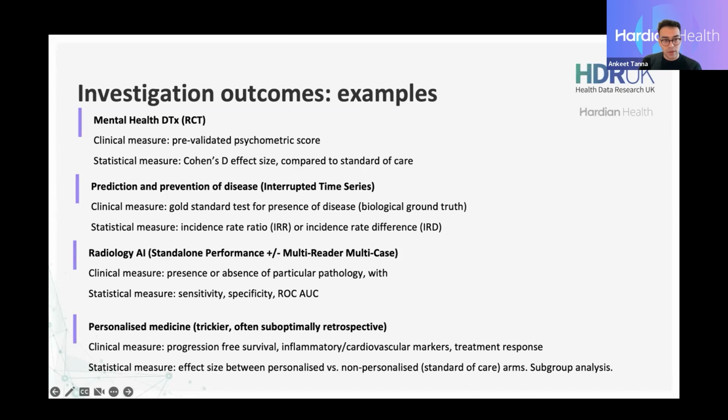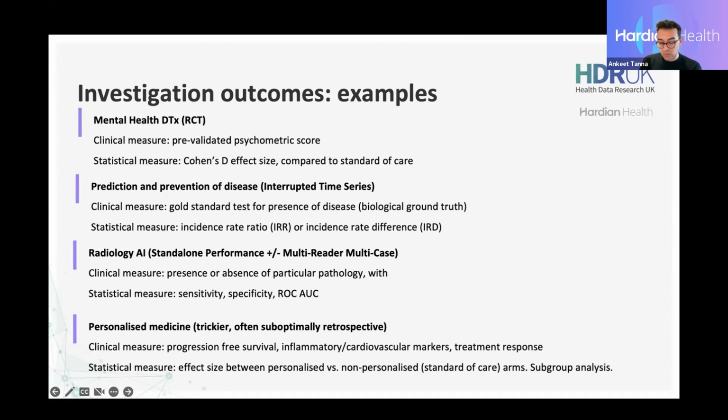We'll talk a little bit more about biological ground truth for radiology AI, actually. So the most common AI applications for the last few years have been in the radiology space. And again, the study design within a radiology AI tool, or for that matter, any sort of diagnostic or detection tool, depends on the claim being made. So the clinical measure is the presence or absence of a particular pathology with an appropriate ground truth.